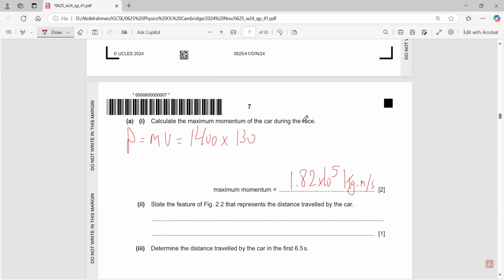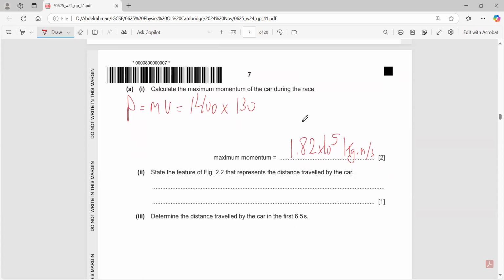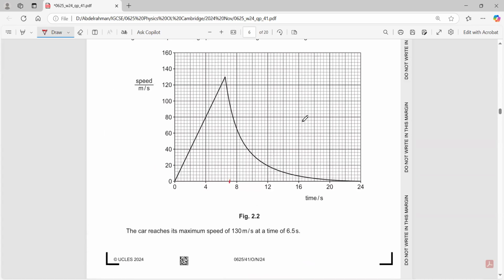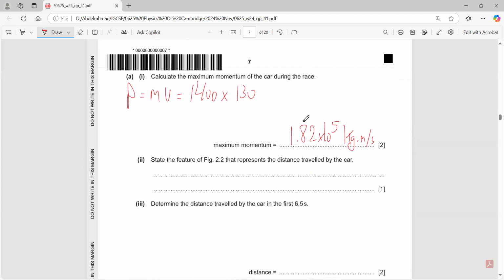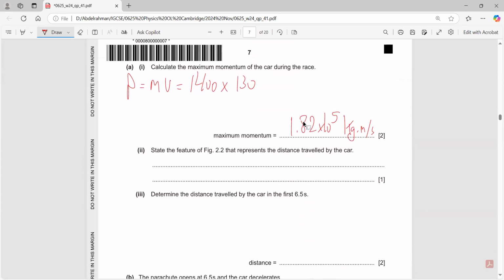And then state the feature that represents the distance traveled by the car. The feature in the speed-time graph that represents the distance is what? The area under the graph.